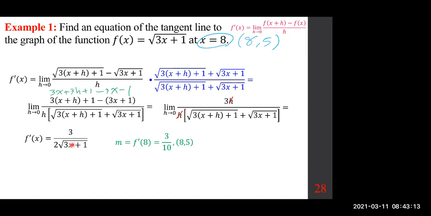And y minus y1, as I mentioned, just write the point slope. So y minus 5 equals m, 3 over 10, x minus 8. And I don't think anybody has any problem with fractions, class. Okay, so we can all see what happens next. All right. Later on, we'll look at formulas and the easy way out. But for now, we wanted to practice a couple of definition examples.